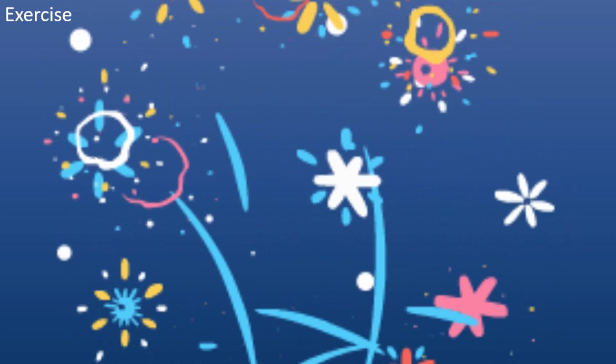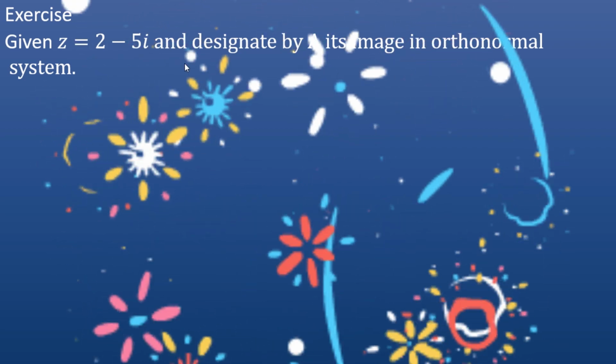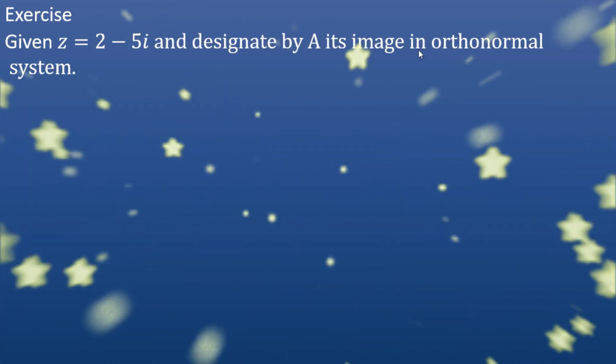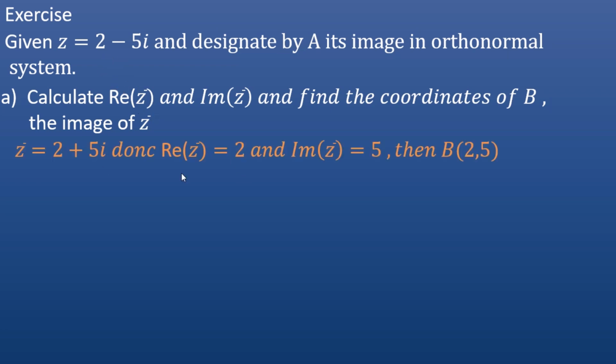Exercise. Given z equals 2 minus 5i, and designate by A its image in an orthonormal system. Calculate real of z bar and imaginary of z bar, and find the coordinates of B, the image of z bar. z bar is 2 plus 5i. Real of z bar is 2, imaginary of z bar equals 5. Its image B is (2, 5).